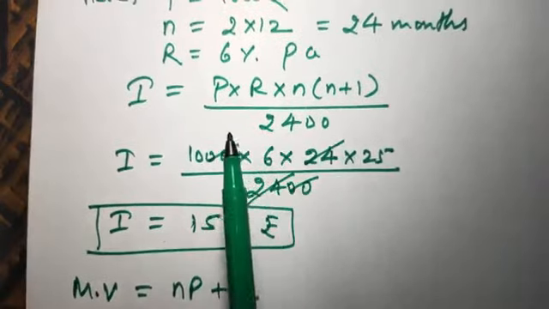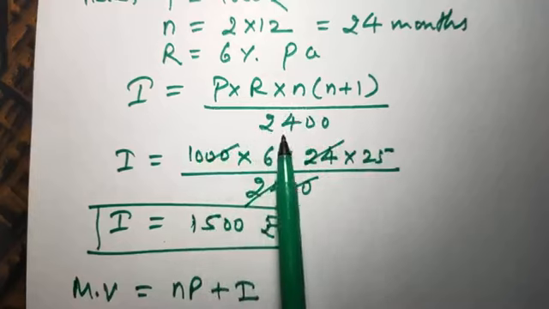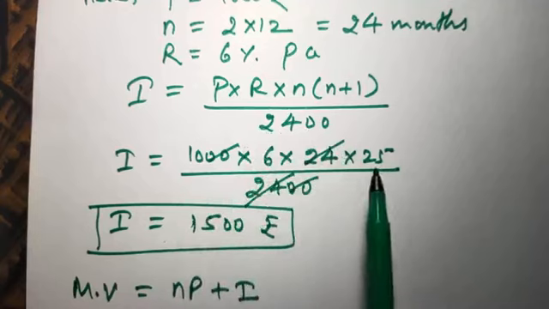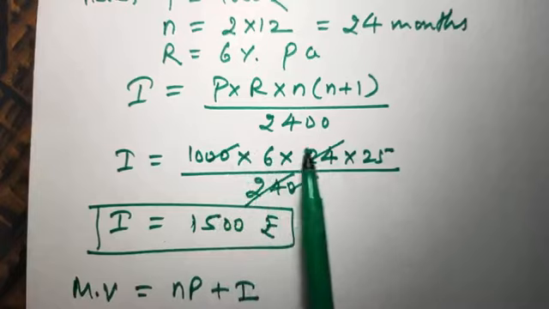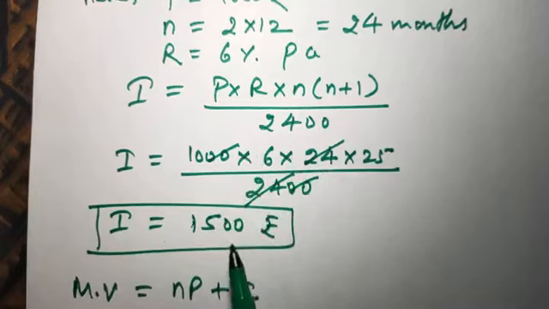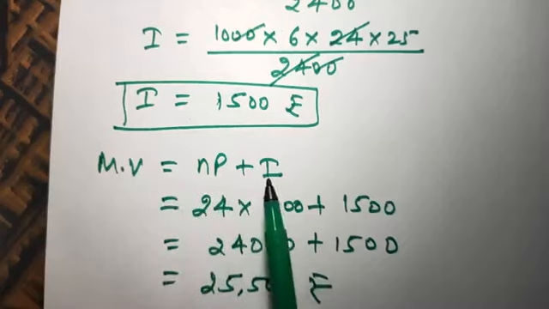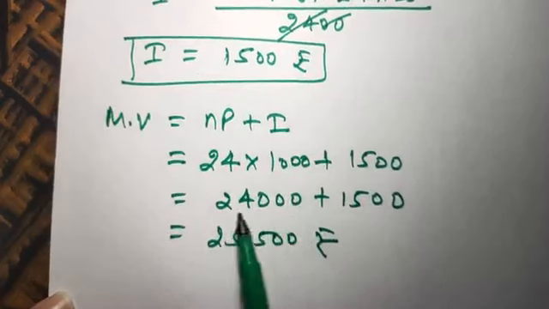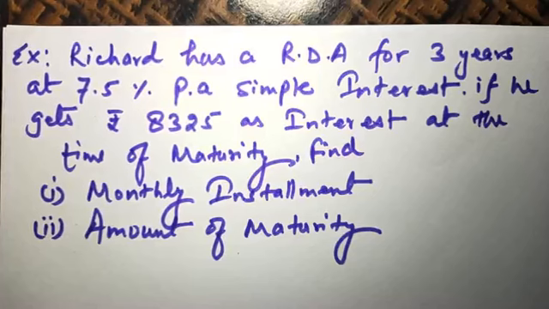If you know this formula, P into R into n plus 1 upon 2400 for the interest, then simply substitute the given values, and after some calculation steps you will receive your answer. Same here for maturity value. If you know the formula for the maturity value, NP plus I, then after doing some calculation, surely you will get your answer. So here I pick one more question.